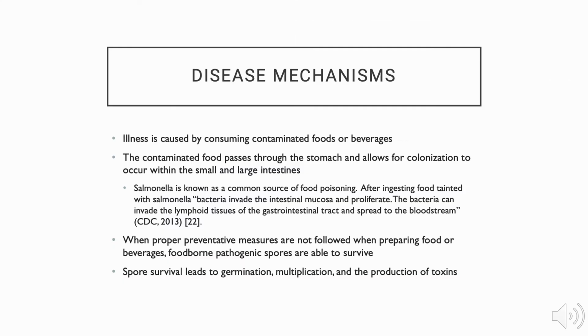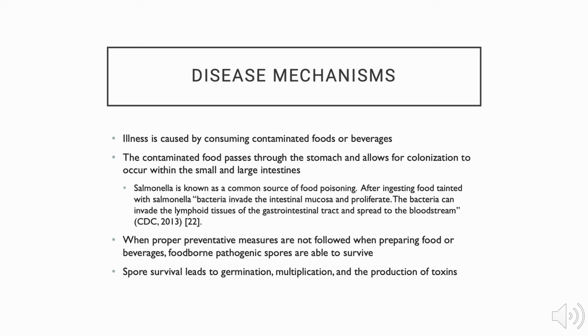Disease mechanisms. Food poisoning illnesses are caused by consuming contaminated food or beverages. The contaminated food passes through the stomach and allows for colonization to occur within the small and large intestines. Salmonella is a common source of food poisoning. After ingesting tainted food with salmonella, bacteria invade the intestinal mucosa and proliferate. The bacteria can invade the lymph tissues and the gastrointestinal tract and then spread to the bloodstream.